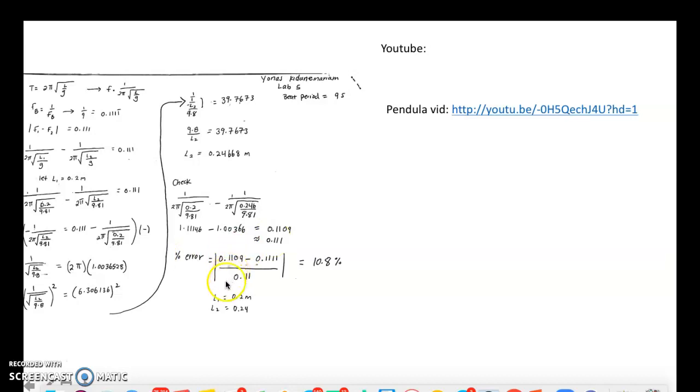So what we got when we calculated it is 0.1109, and then 1 divided by 9 is 0.11 repeating, divided by 0.111 gives us 10.8%. And that was it for this lab.